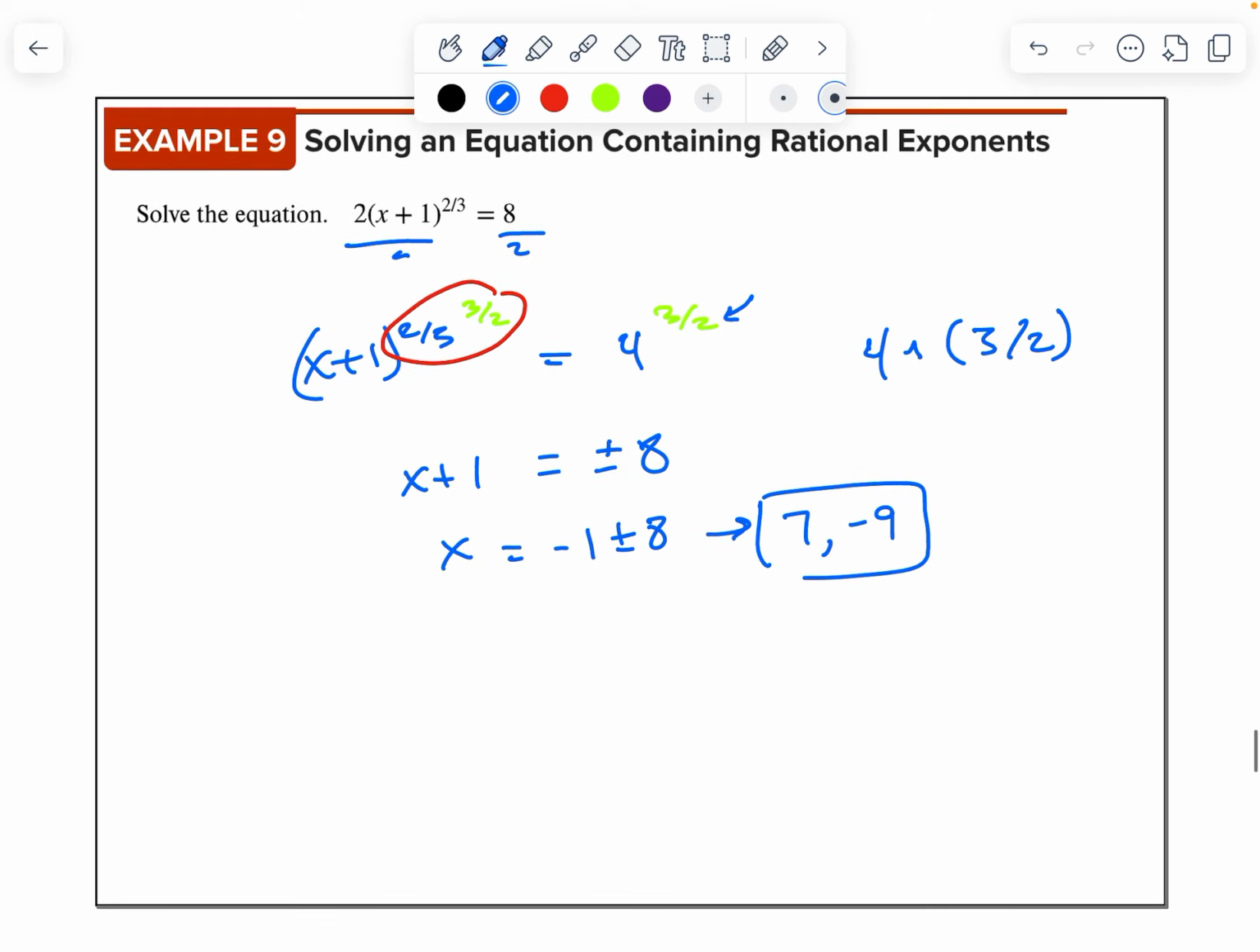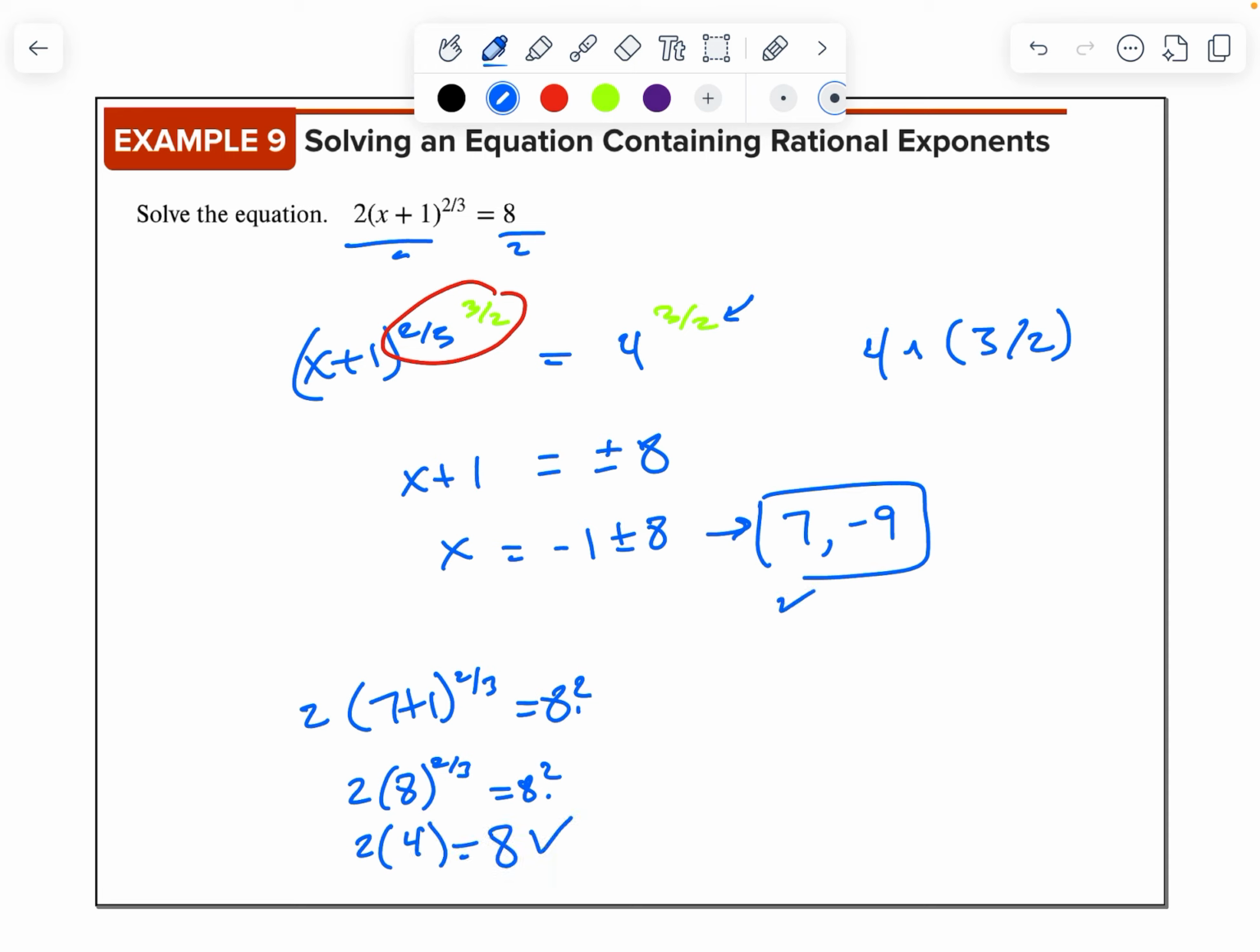I'm trying to mentally check, but I can write it down. 2(7 + 1)^(2/3) = 8. I don't know. Let's see. That'd be 2 times 8^(2/3) = 8. 8^(2/3) would be 4. And yes, that does work.